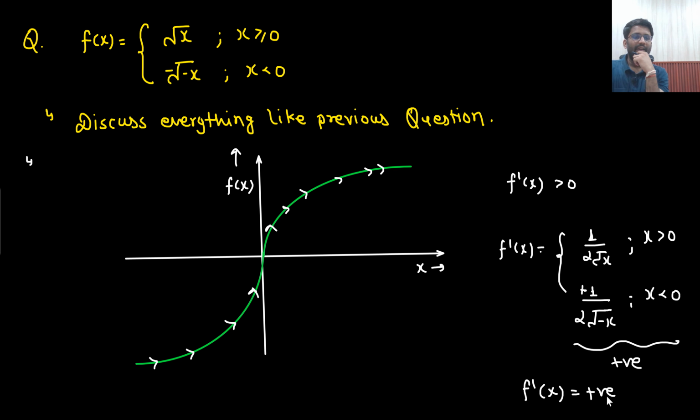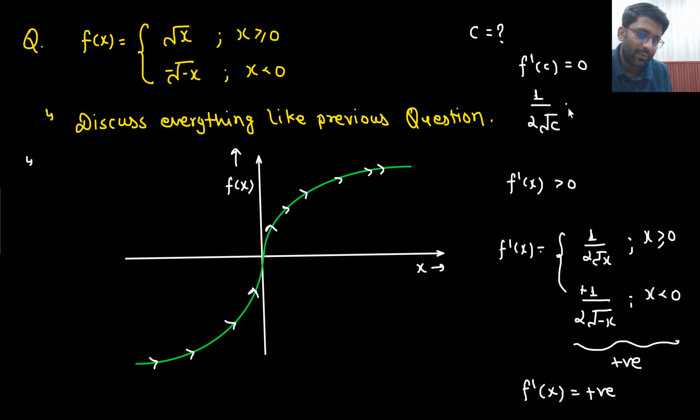Can you let me know the point where f dash x becomes 0? What I am asking, find out the value of c such that f dash c is 0. Put 1 by 2 root c equals to 0. What is the value of c you are getting? That is infinity. That means there is no finite value. So f dash c is never becoming 0.